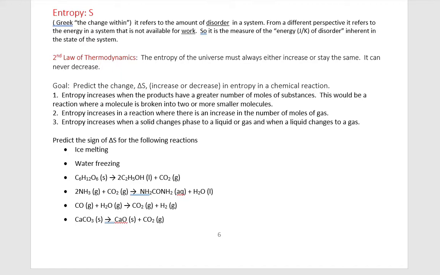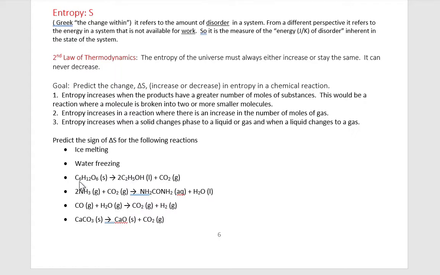All right, so here's some examples. Predict the sign of entropy. Is it going to be positive or negative? Is it going to increase or decrease if ice is melting? You have a solid that is going to go to a liquid, and so if solids go to a liquid, entropy increases. And that's just the opposite here. Water freezes, right? We're going from a liquid to a solid, so entropy decreases in that case.